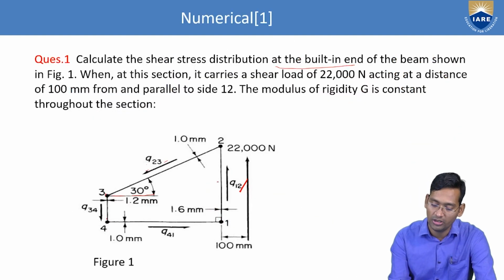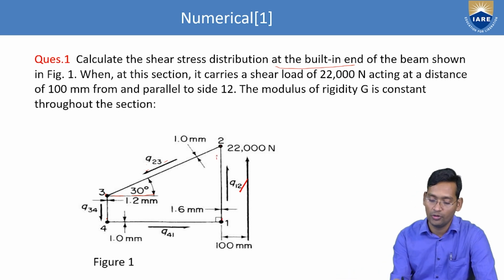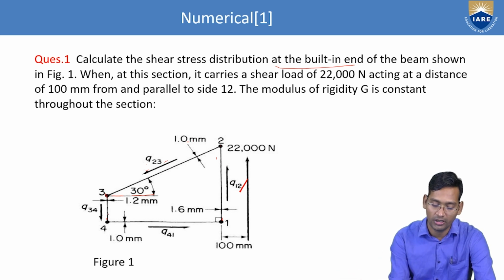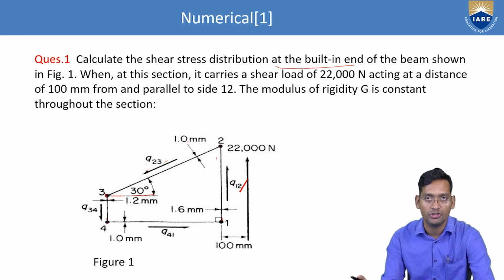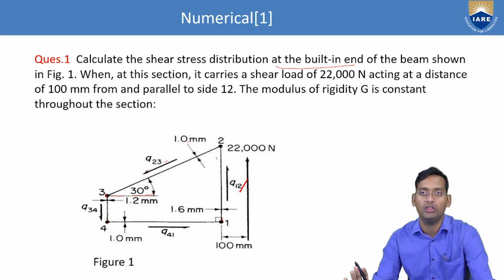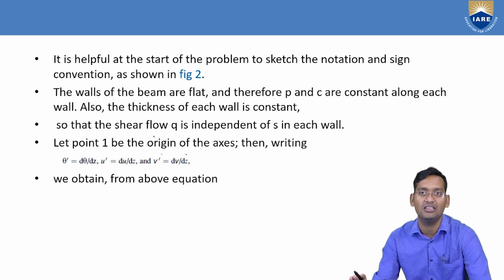1.6, so from here to here, that is 1 to 2, is throughout 1.6. For 2 to 3, it's throughout 1 mm. For 3 to 4, from here to here, it's 1.2 mm. And for 4 to 1, throughout, it's 1 mm. So thickness also is constant for that particular wall. Okay, so the shear flow Q is independent of S in each wall. So now Q does not depend on S.